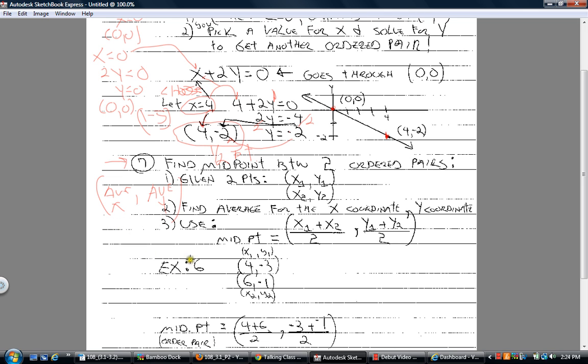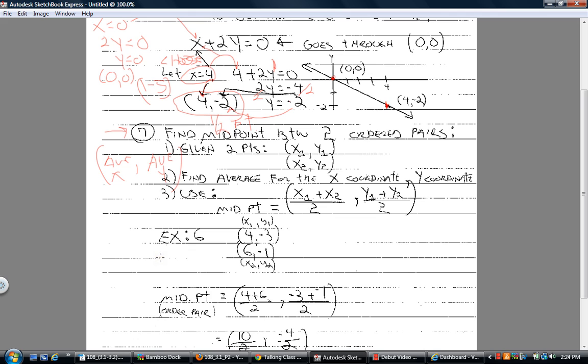Now example 6. They give you the ordered pairs (4, -3) and (6, -1). Notice I stacked them. I like this technique. The book doesn't necessarily emphasize that, but stack them. How do you find the average? You add up the numbers, and then you divide by the number of numbers. Everybody hopefully remembers what an average is.